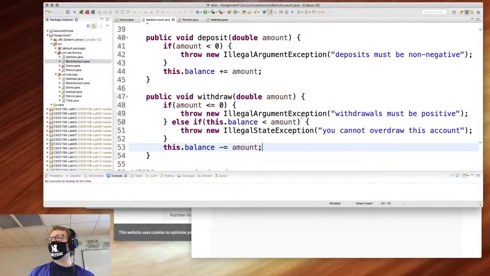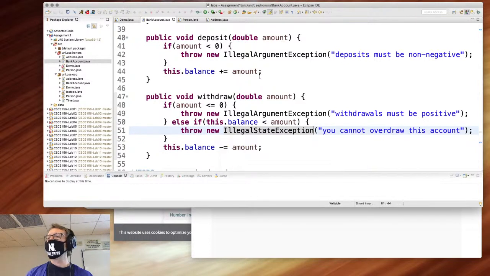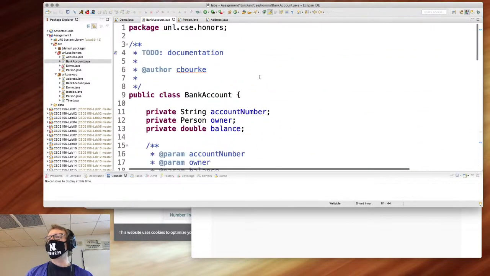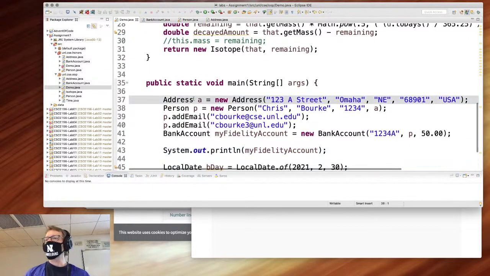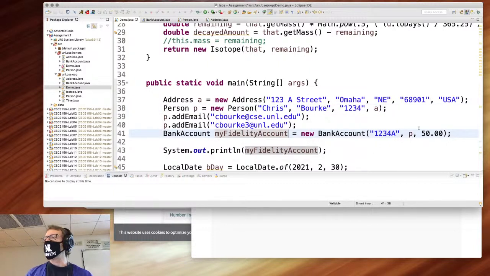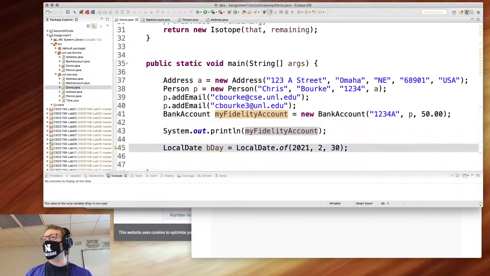And withdrawals must be positive, of course. There's no point in withdrawing $0. And if you're trying to withdraw $100 from a bank account that only has $50 in it, then we'll throw this exception at you. You cannot overdraw this account. Okay? And then a bunch of other stuff here. I've got over here in the demo, I create my address, I create me, and then I create my Fidelity account here that has $50 in it. Okay? There's my birth date, but I'm going to leave that out.